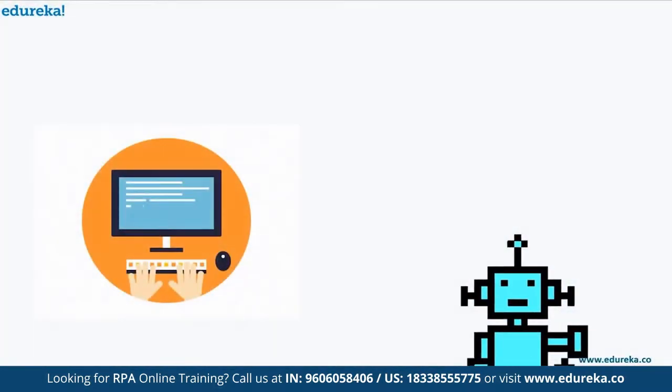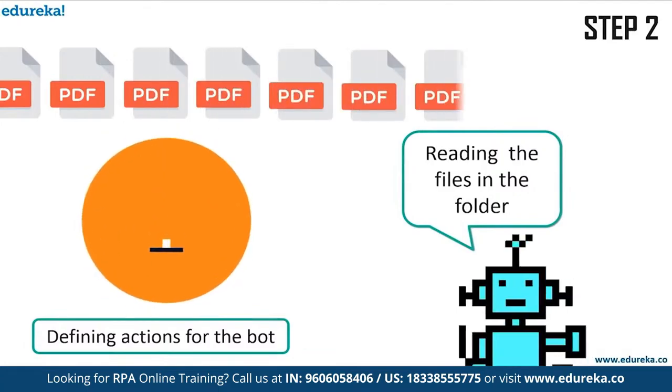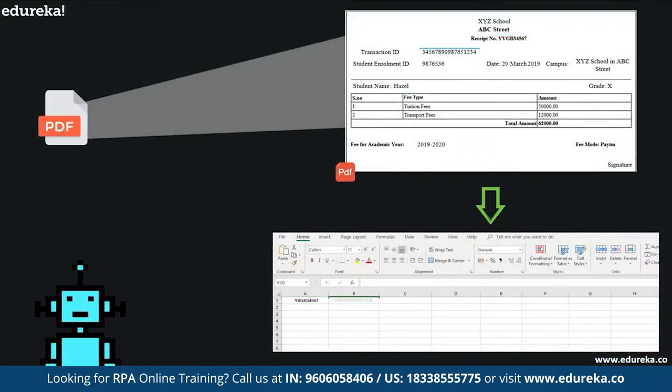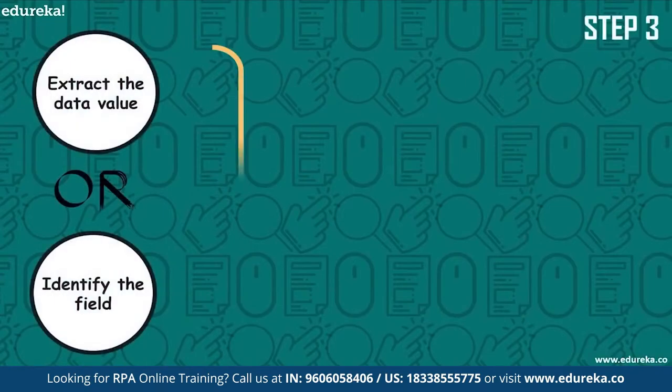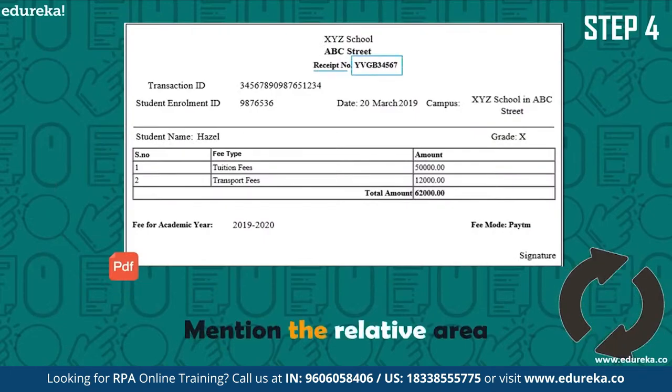Then, you can define the actions of a bot to read the files from the folder one after the other until all the files are read. Now, once the bot starts opening the files, it has to extract specific data values and store it into an Excel file. To do that, you have to next design a step to extract the data value or identify the field from which you want to store the data, either by dragging your mouse over the area or by mentioning a variable. Then you have to mention the relative area, that is, the area next to the field from which you wish to extract the data.